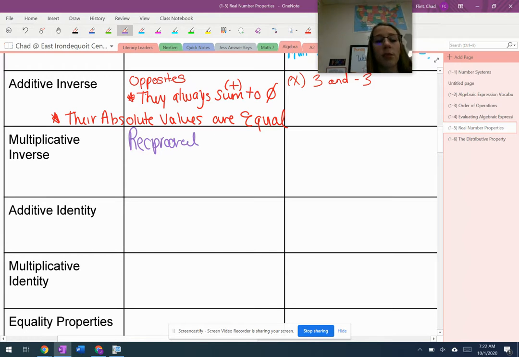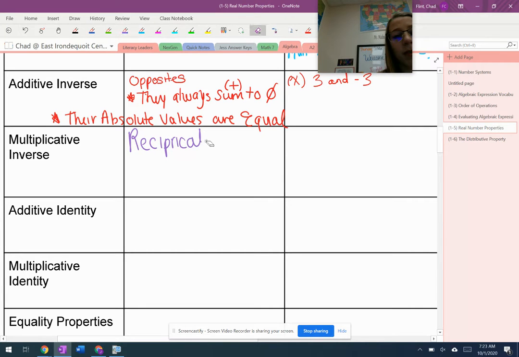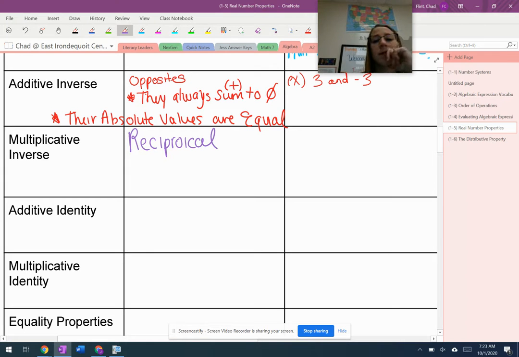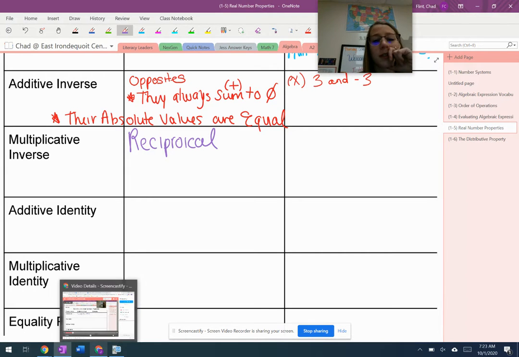Reciprocal. I'm not sure about that spelling, but we'll go with it. I could just Google it real quick. I don't know. Oh well.